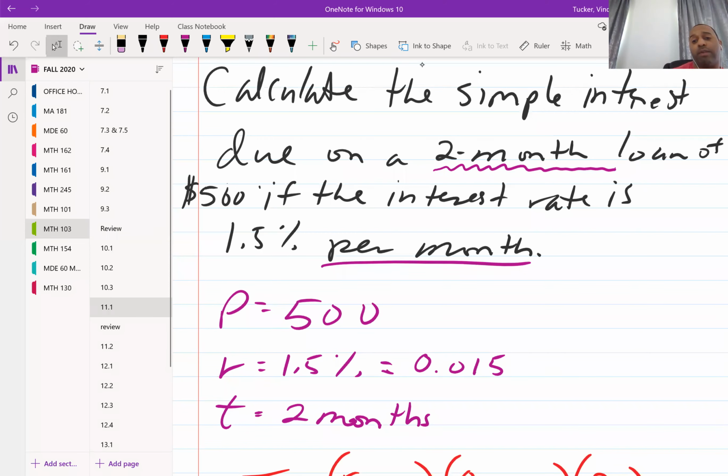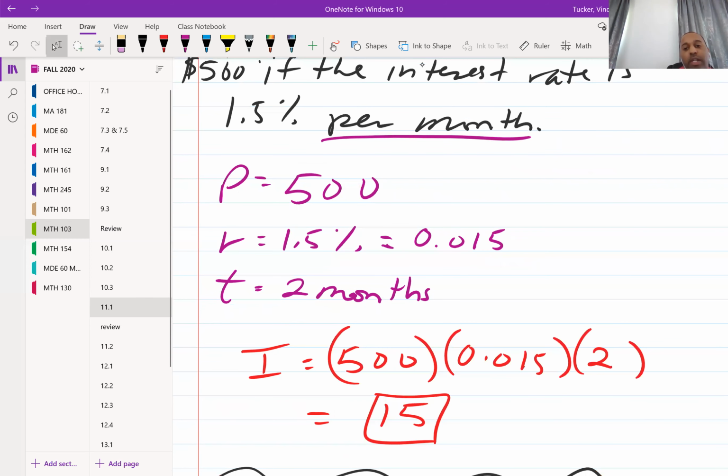Like I said, there are only maybe one or two of these that you will see, but it's always about what follows your percentage. If it says per month in your percentage, that's what you're dealing with. If you don't see anything, you're dealing with years. All right, so 500 times 0.015 times 2 is 15.